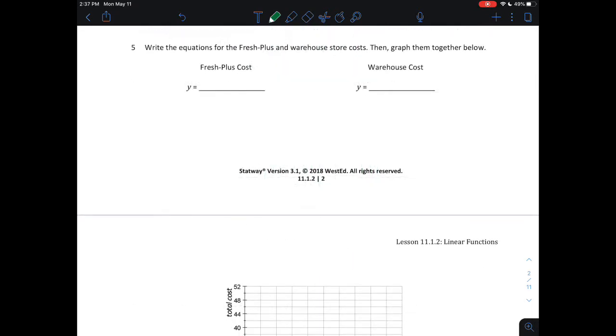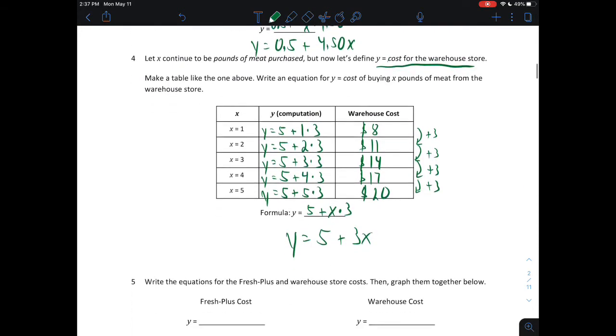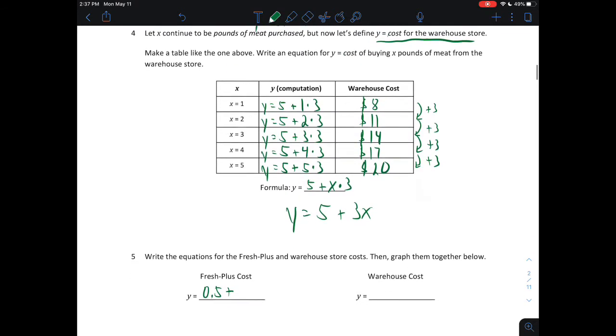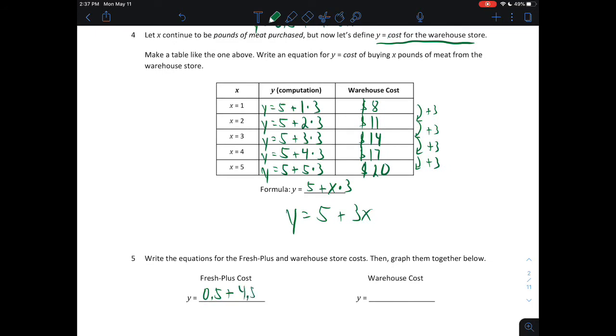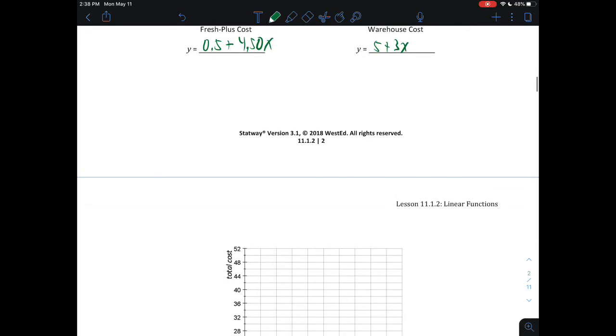So now number 5, write the equations for the Fresh Plus and warehouse store costs. So I'm just going to organize those equations. So from Fresh Plus, that was y equals 0.5 plus 4.50x. And then for the warehouse cost, that was y equals 5 plus 3x. And then it says graph them together. So that's on the following page.